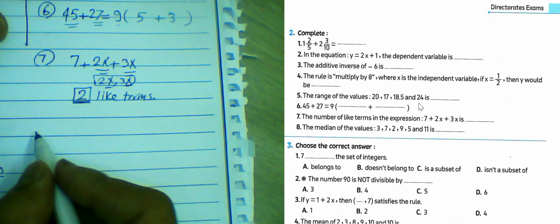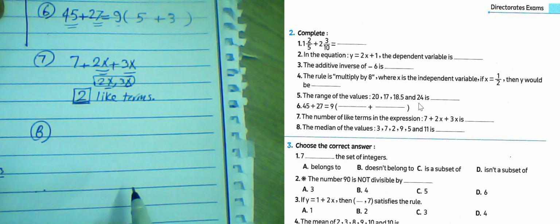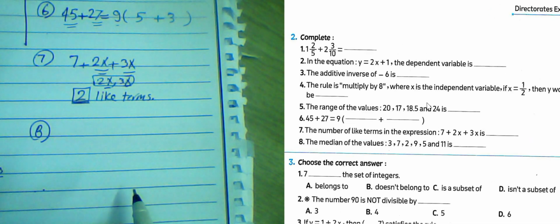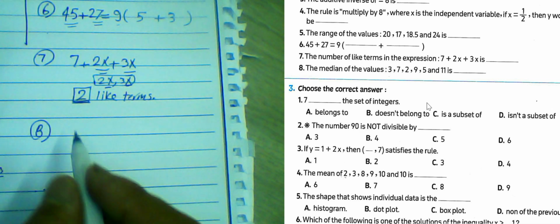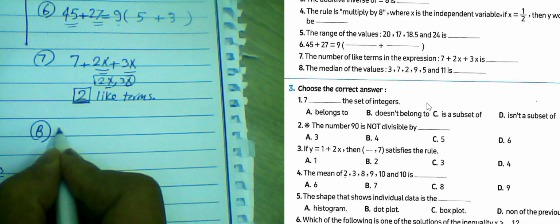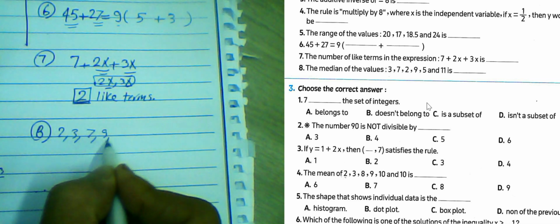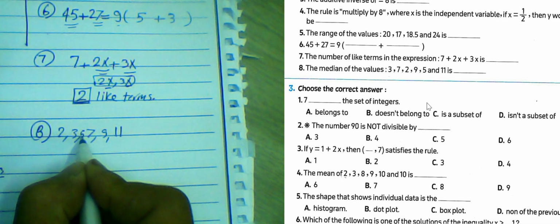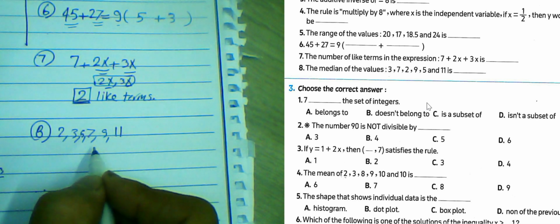Question 8. The median of the values. We can find the median of numbers by finding the number which lies in the middle, by arranging in ascending or descending order. We can arrange all the numbers: 2, 3, 5, 7, 9, 11.